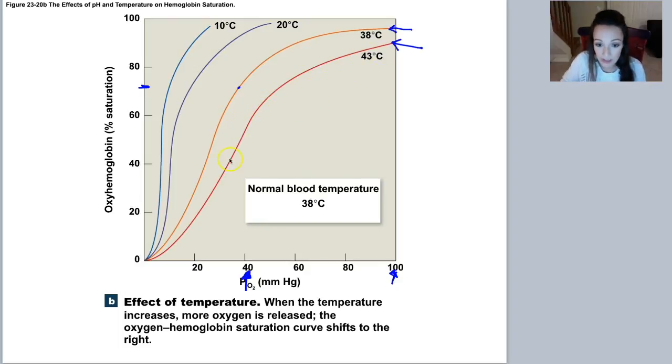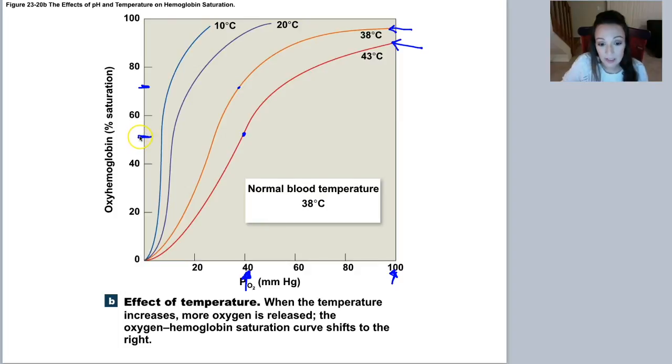So we're just going to use this line as an example at 43 degrees Celsius. Okay, let's see what happens with the oxyhemoglobin dissociation curve. So at a higher temperature, now at a partial pressure of 40 millimeters of mercury, so like right here, if we trace that line up, it's about right here. Look at now, our percent saturation of hemoglobin with oxygen is at about 50%.